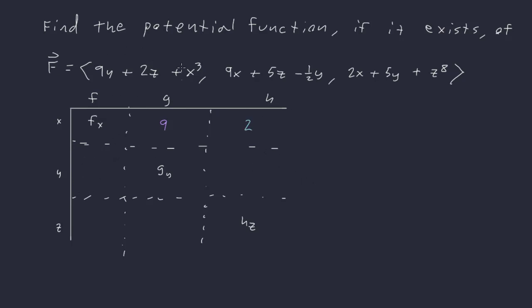F sub y will be 9. So those two match. Awesome. Then h sub y will be 5. Now here we'll do f sub z. F sub z is 2, and those match across the diagonal. And then the final one will be g sub z, and g sub z is 5. Those match across the diagonal. So capital F here is conservative.